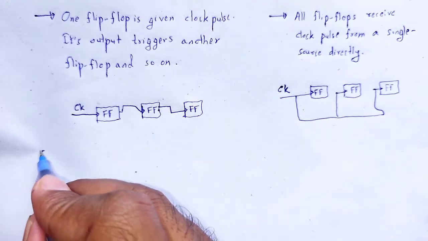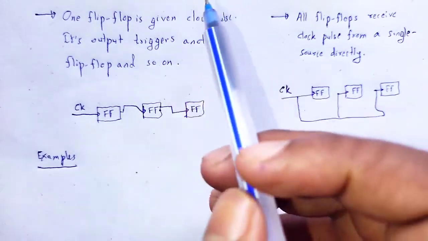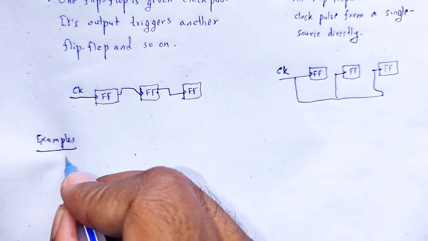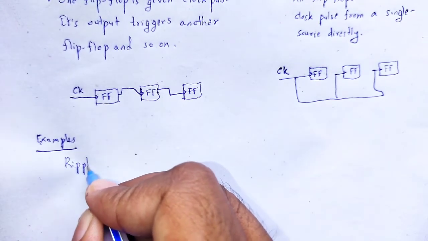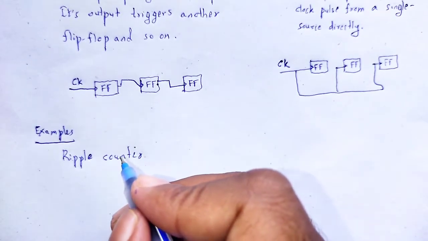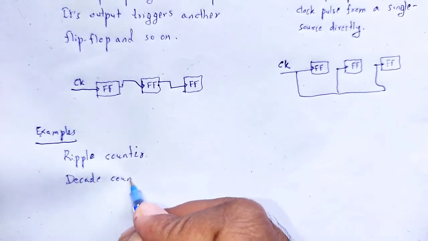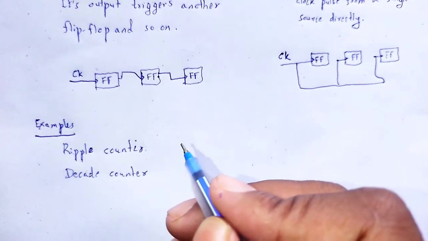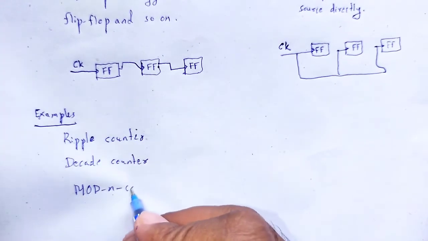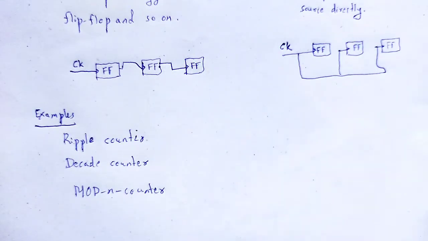Some examples of asynchronous counters: ripple counter, decade counter, mod n counter. These are some examples of asynchronous counters.